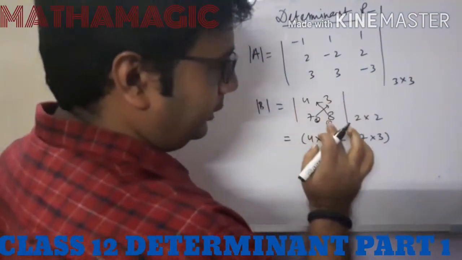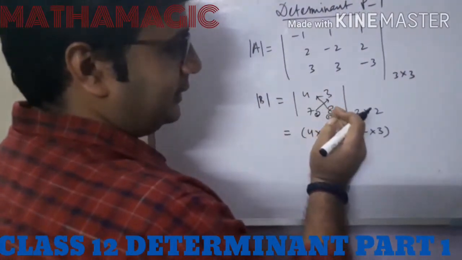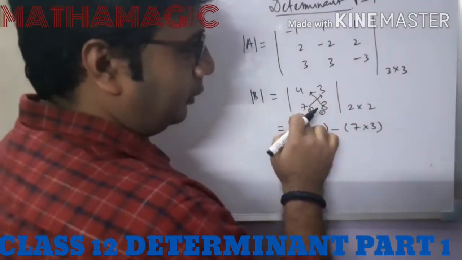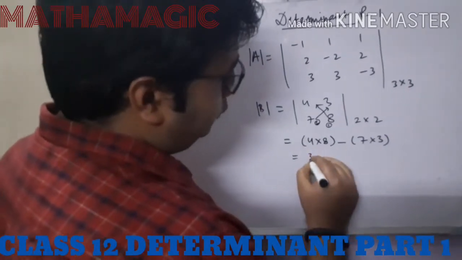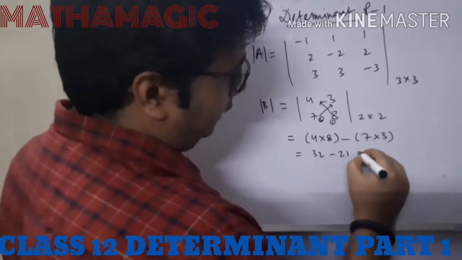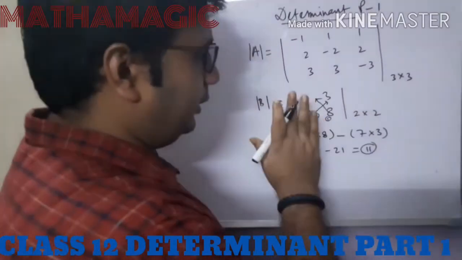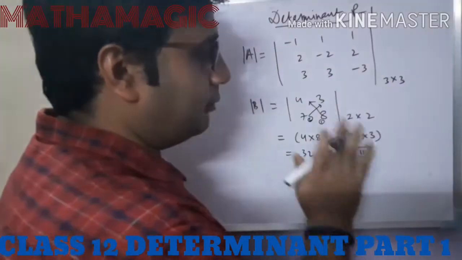8 into 4, I will repeat it once again. We will start from the down and we will go to the left, that is 8 into 4 minus 7 into 3. Again from down to upwards. Follow the arrows. So it will be 32 minus 21, that is 11. So this is the value of the determinant. So we can say that the value of the determinant B is equal to 11.